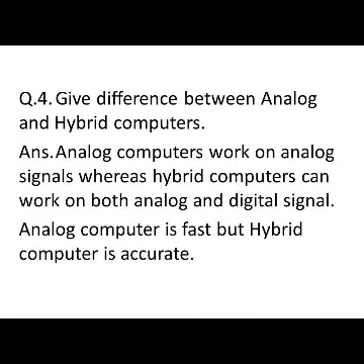Give difference between analog and hybrid computers. Answer. Analog computers work on analog signals, whereas hybrid computers can work on both analog and digital signal. Analog computer is fast, but hybrid computer is accurate.